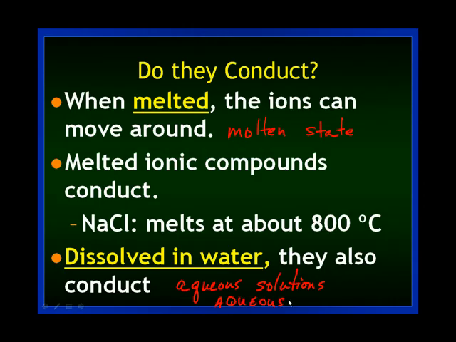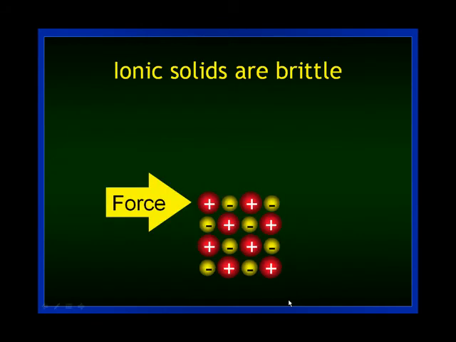Okay, so that means that the compound has been dissolved in water, and in that case, it will conduct electricity. Okay, ionic compounds are brittle. So as I said before, they're rigid, they don't move very well. So you've got the pluses and the minuses there together, the positively charged ions and the negatively charged ions.